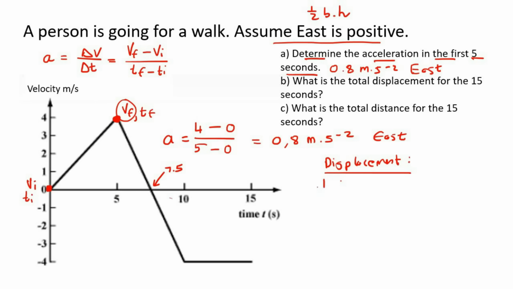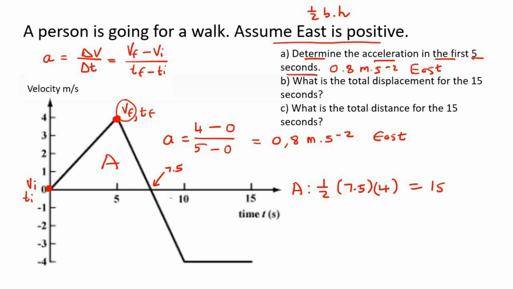So for that one, you're going to get half base. Now the base is 7.5 and the height is 4. Okay, so that's the first part. Let's call that section A. So we've done section A, and if we calculate that, we get 15. Okay, now that's just going to be 15 meters.